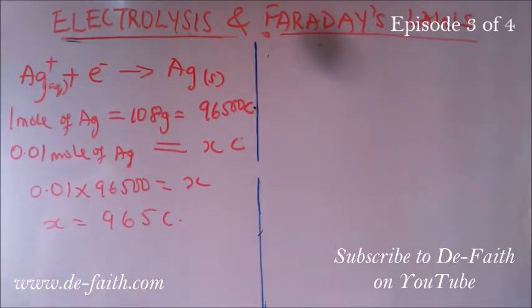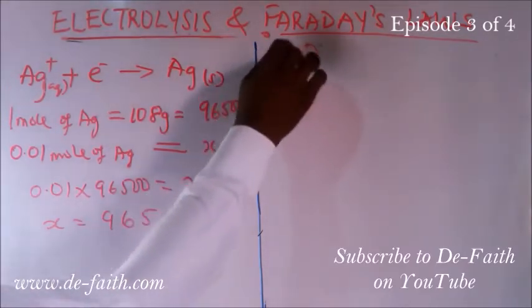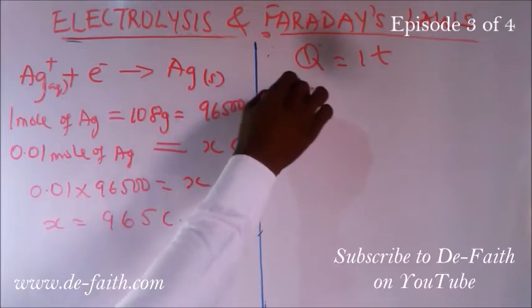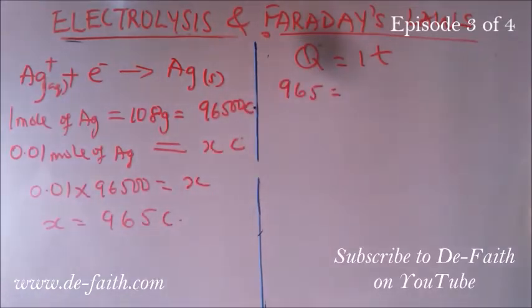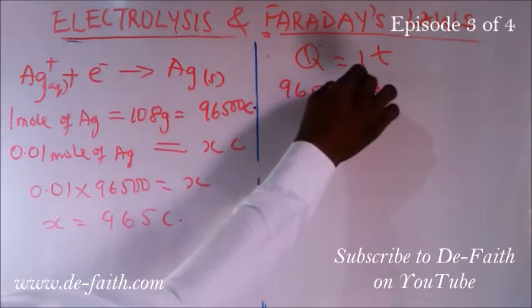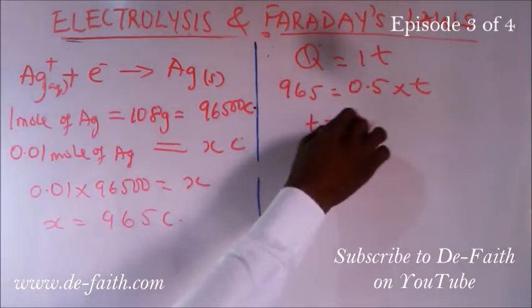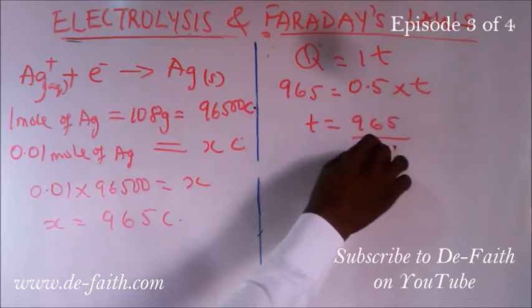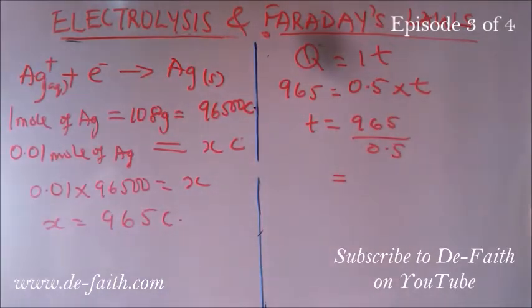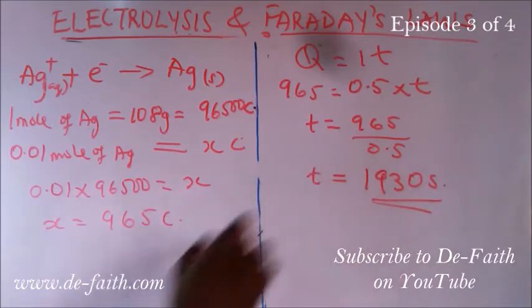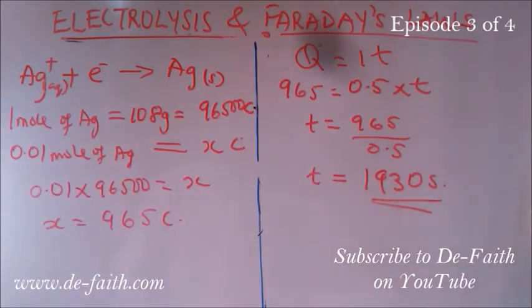Now we are asked to calculate how long, that's the time. So if Q equal to IT and Q is 965 with a current of 0.5 ampere, how many seconds would that be? So T equal to 965 divided by 0.5, and that produces 1,930 seconds. That's the time that is required to form it.